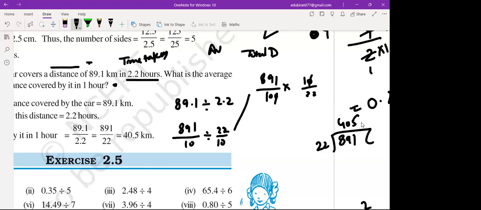Ma'am, what will you get after solving this? I got 40. Yeah. Multiply 22 with 40. What will be your answer? 2 zeros are 0, 0, 0. 4 twos are 8 and 4 twos are 8. It would be 880. How come this?